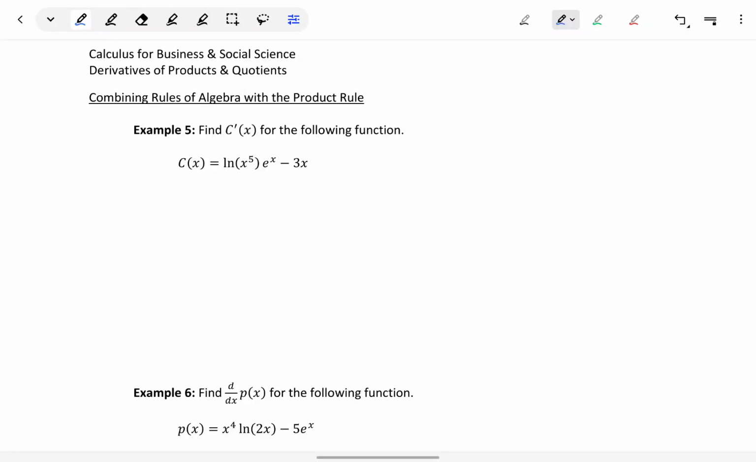In the next three examples, we'll take a look at using the product rule along with some properties of algebra. So we'll first start off by rewriting the given function and then differentiate from there. We can rewrite this function as 5 times the natural log of x using properties of logarithms times e to the x minus 3x.